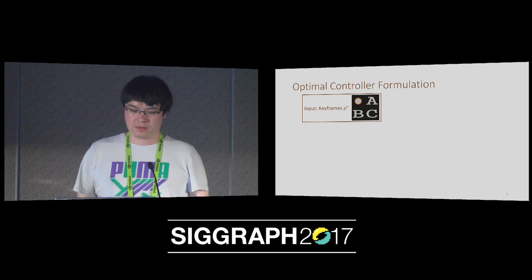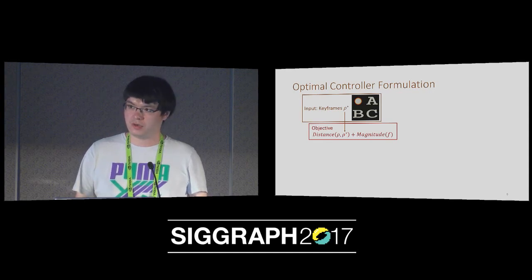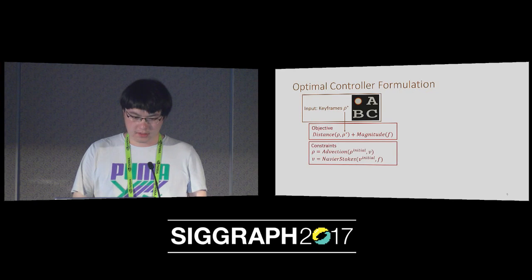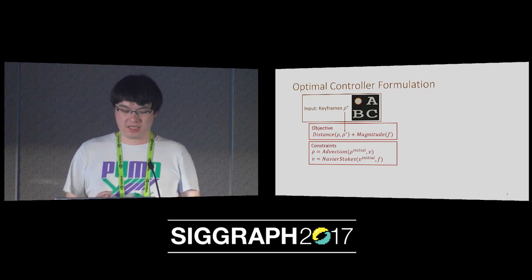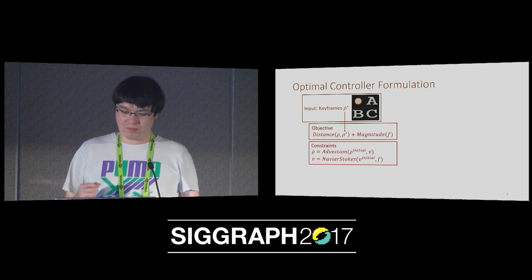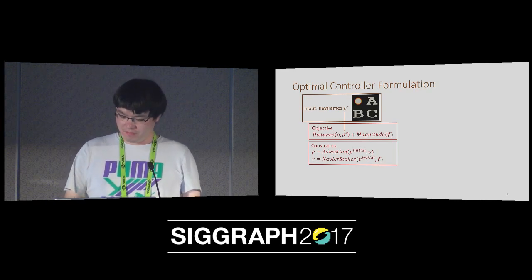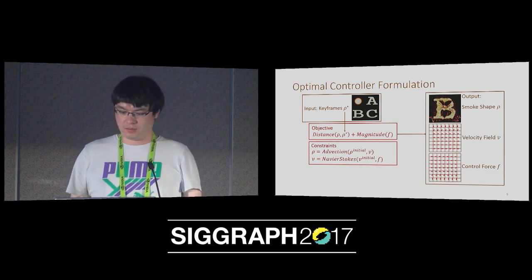The optimal controller solves this problem using a space-time optimization. Given a set of keyframes, it searches for the optimally controlled smoke animation that matches these keyframes the best, using control forces with the smallest possible magnitude. And also, the dynamics equations need to be satisfied at every time step. In our case, this means that the smoke shape is driven by the velocity, and the velocity in turn is driven by the Navier-Stokes equations, which are controlled by a control force F here. The output of this optimization is the trajectory of the control force and the smoke state variables.